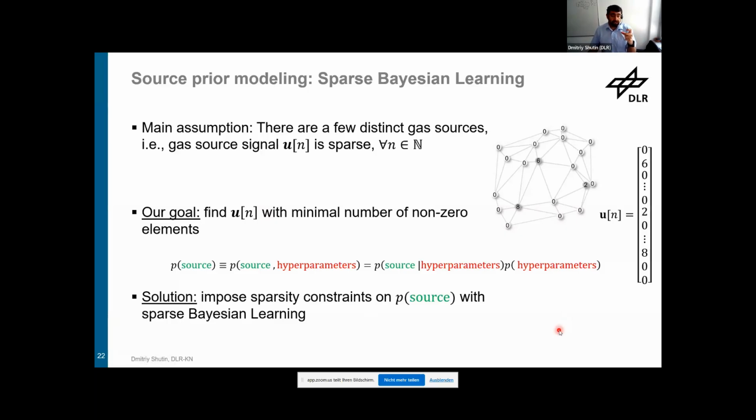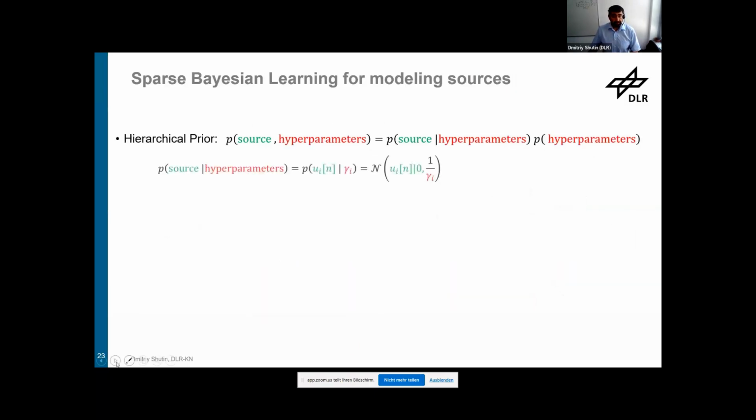Effectively, its value will tell us whether the source has to be set to 0, meaning there is no source, or the source is non-zero, and then we will have a value that we will use as an estimate of the source release. So this is how sparse Bayesian learning operates in order to identify which sources are relevant for us. Let us look a little bit more into the details of how sparse Bayesian learning works.